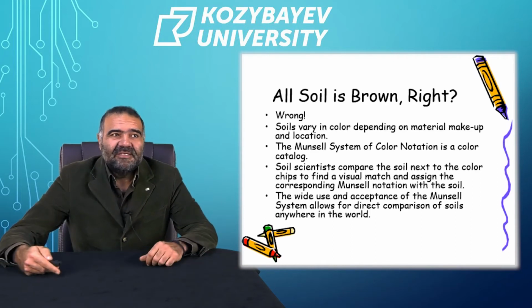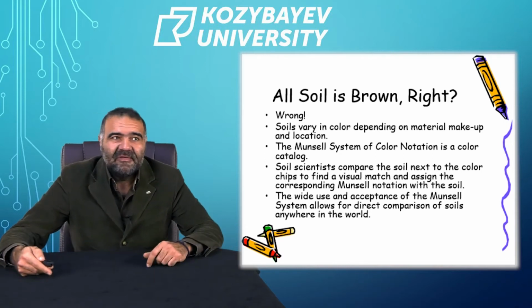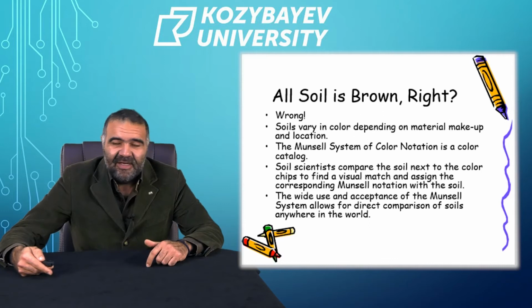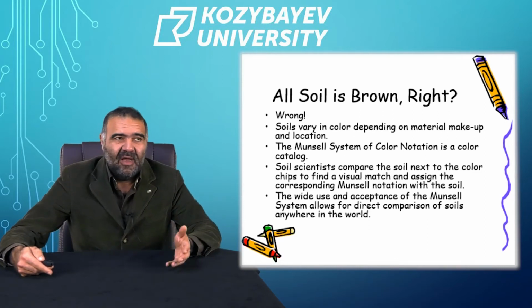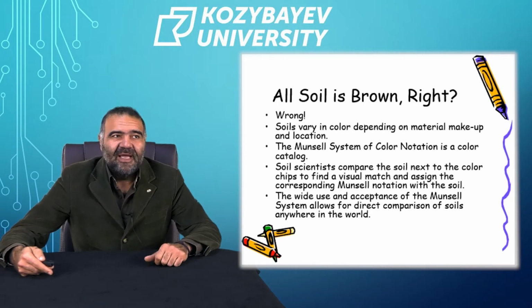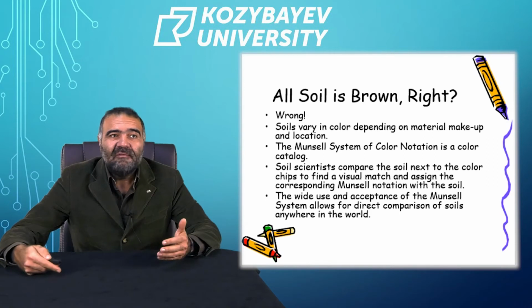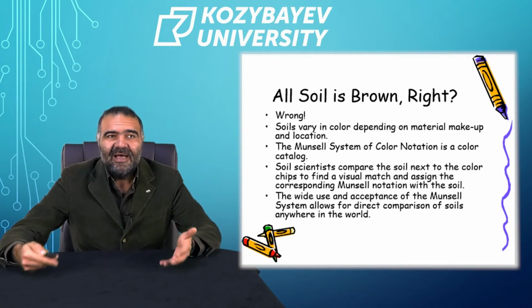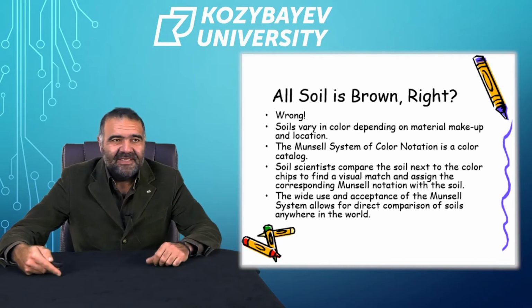We can say that all soil could be brown. That is the most dominant color we have in our soil. Is that true? No, I think it's not true. That is wrong, because soils vary in color depending on the material of which they are made up, and especially the location of these colors.